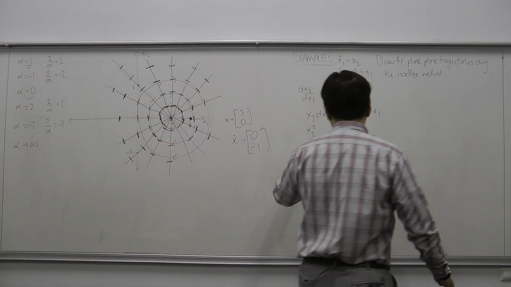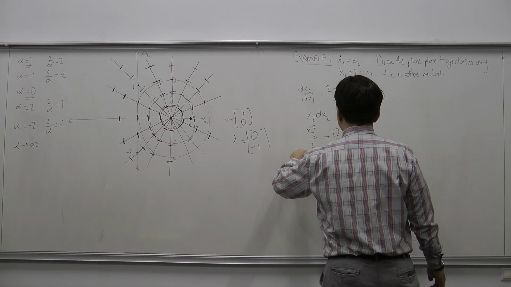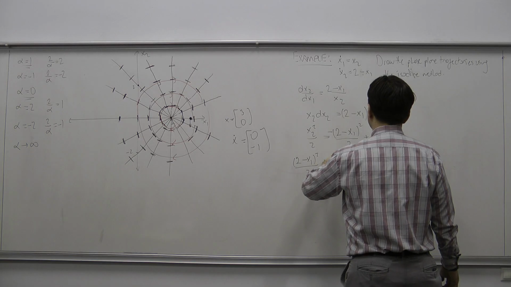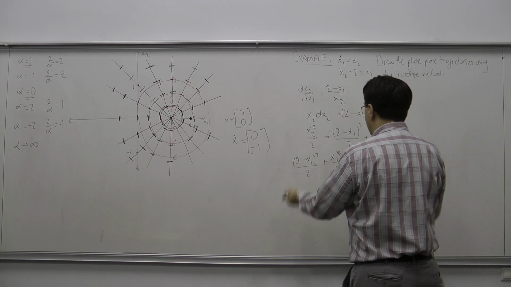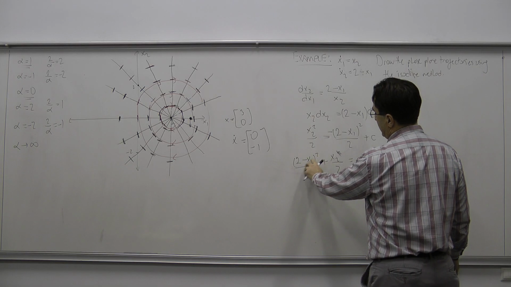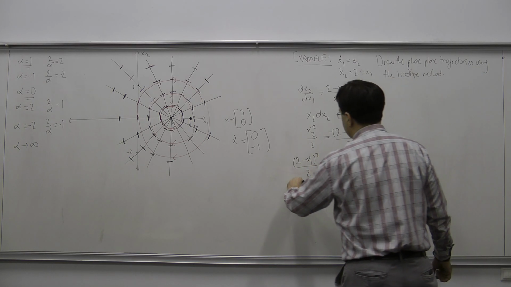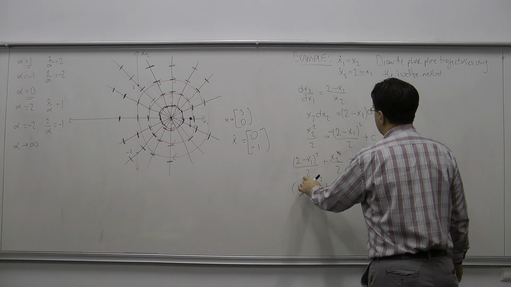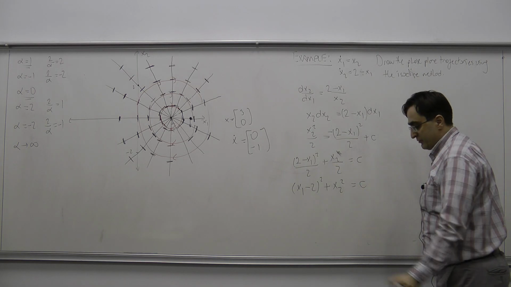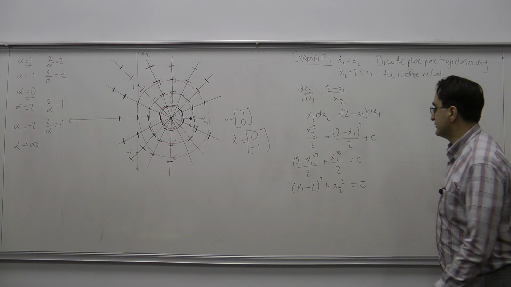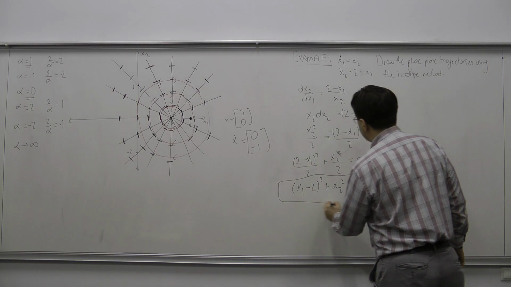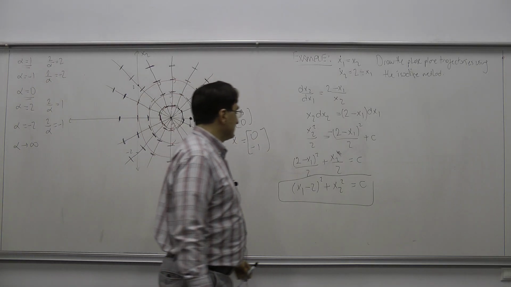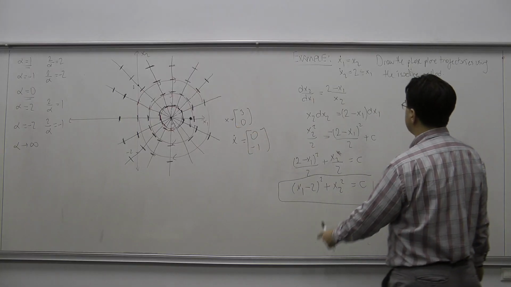Now take this to the other side. 2 minus x1 square over 2 plus x2 square over 2 is equal to c. Multiply both sides by 2, and this is square here, so I can write this as x1 minus 2. It doesn't matter. x1 minus 2 square plus x2 square is equal to 2 times c, but 2 times c, let us say that it's again c. It's again a constant. So you see that from the first method that we have seen, you can obtain the equations of the trajectories of this system.